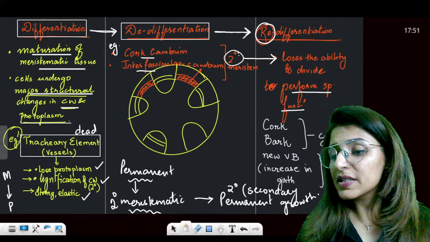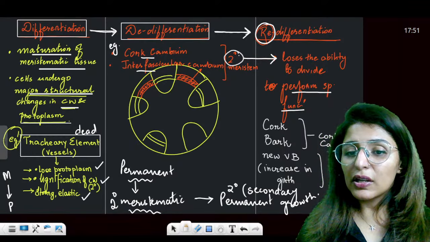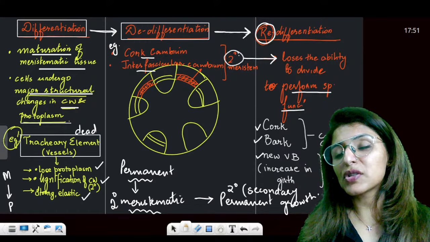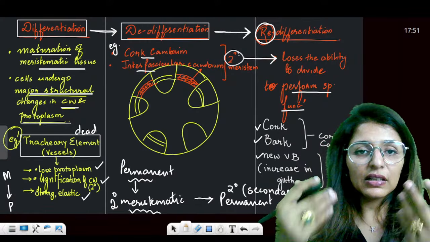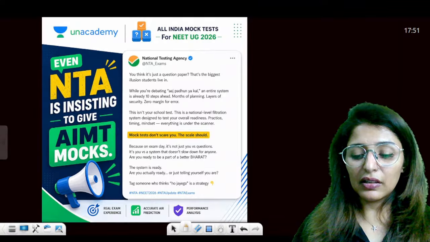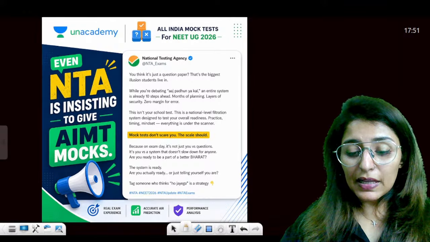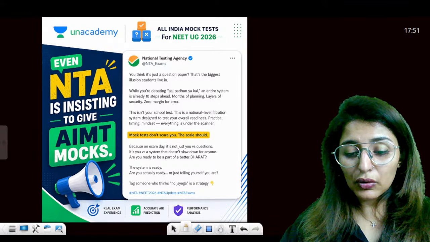Please tell me all these points are clear to everyone. So they lose the ability. So we have examples like cork, bark, and new vascular bundles which are produced to increase the girth. They all come under the example of redifferentiation. Please let me know all these points are clear to you all.